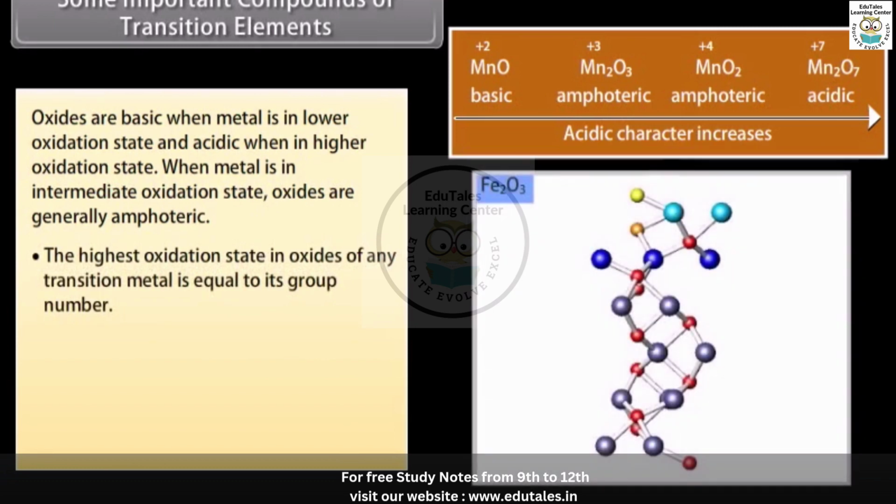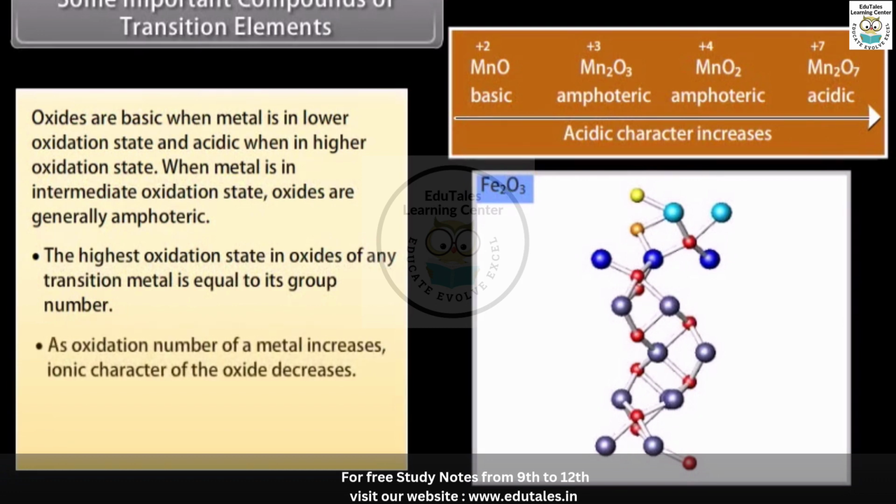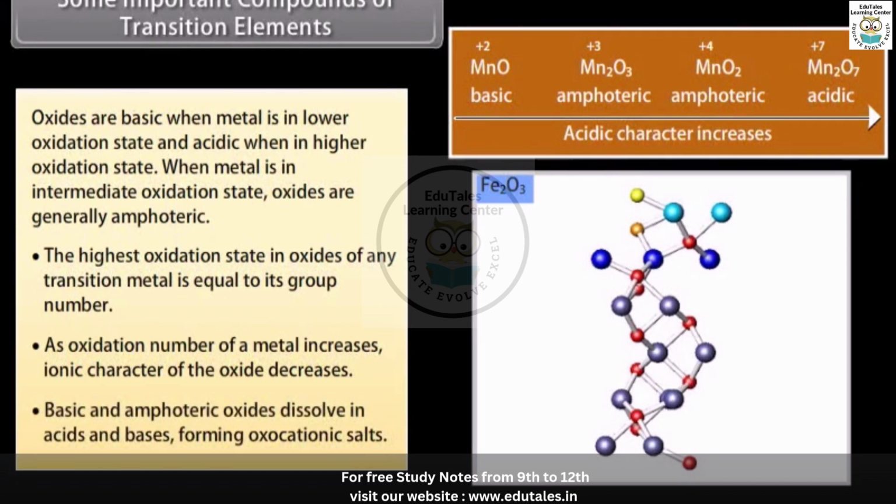The highest oxidation state in oxides of any transition metal is equal to its group number. As oxidation number of a metal increases, ionic character of the oxide decreases. Basic and amphoteric oxides dissolve in acids and bases, forming oxocationic salts.